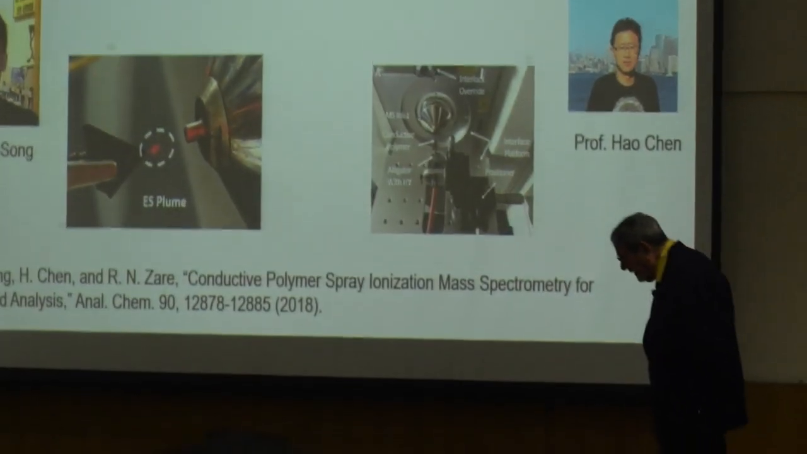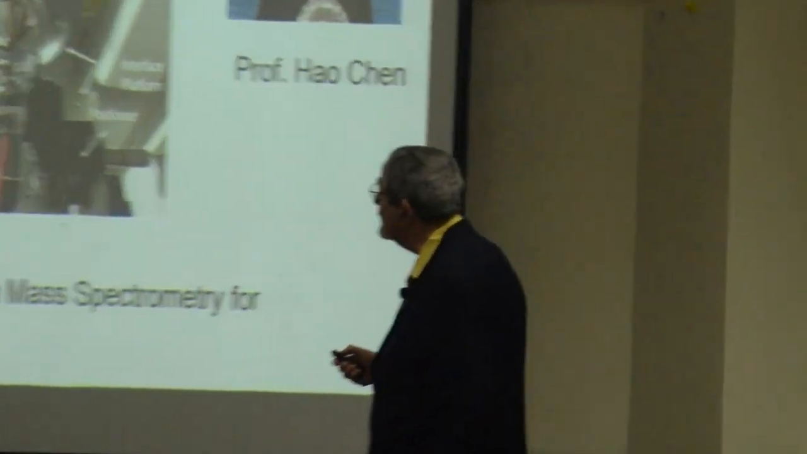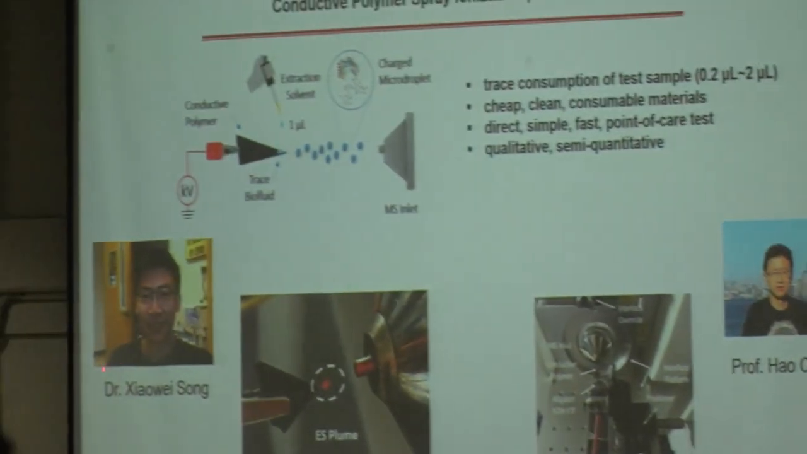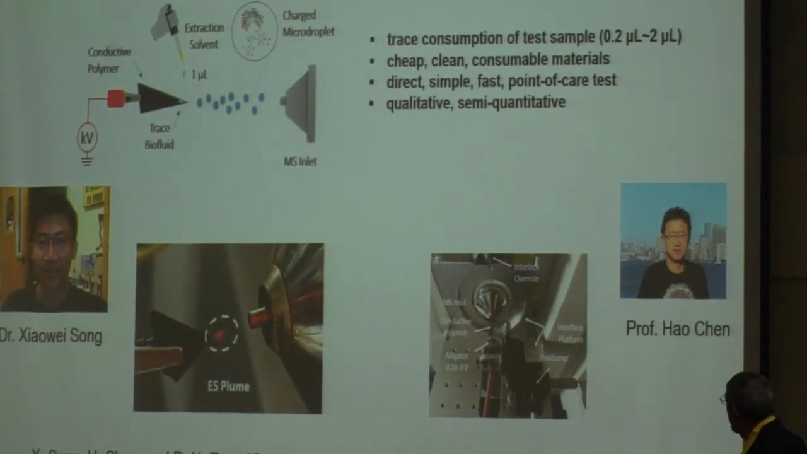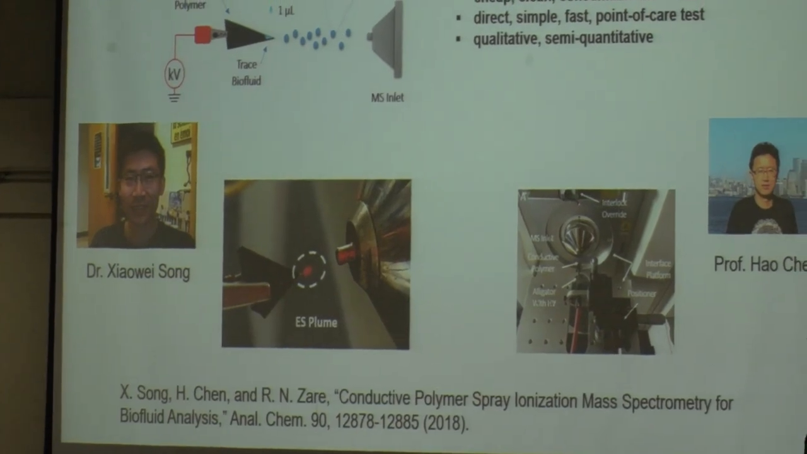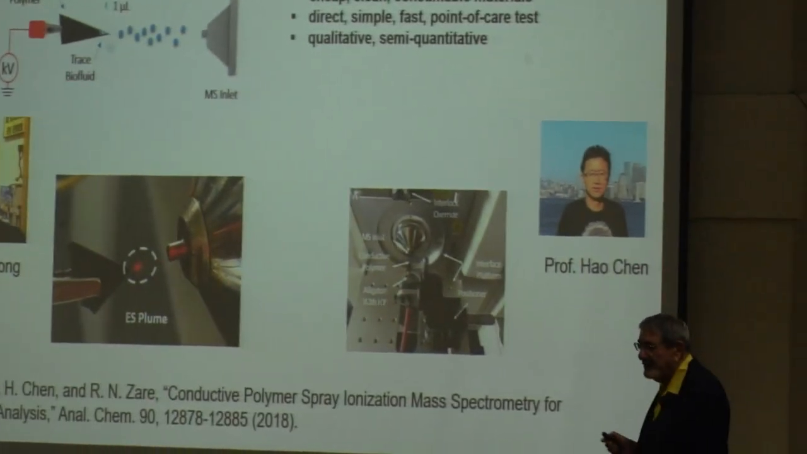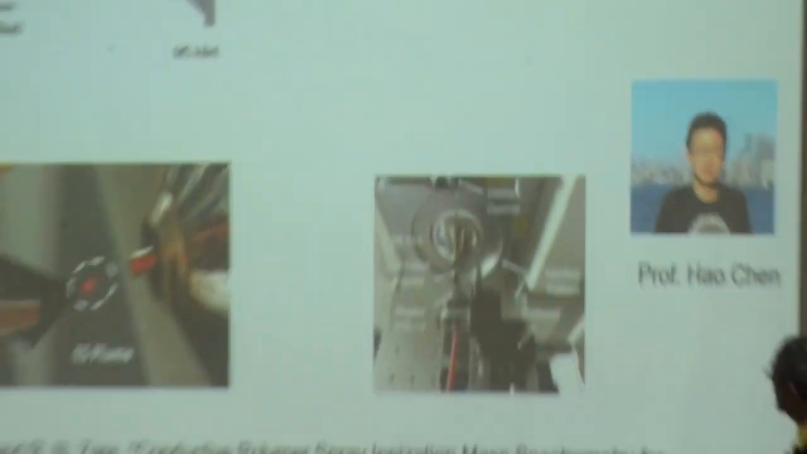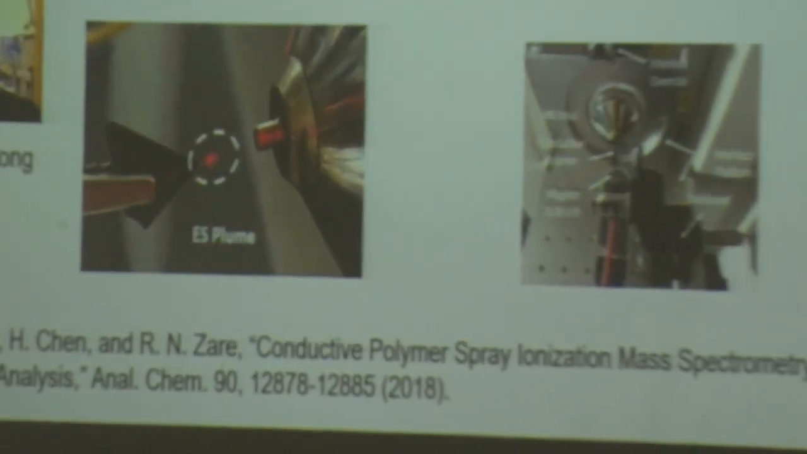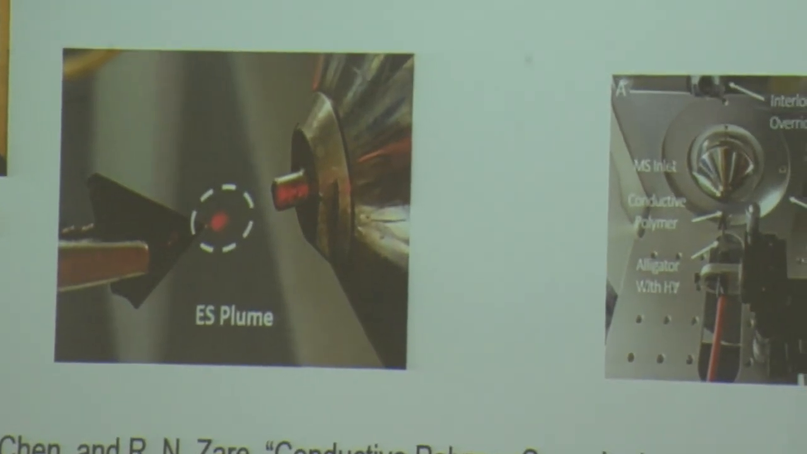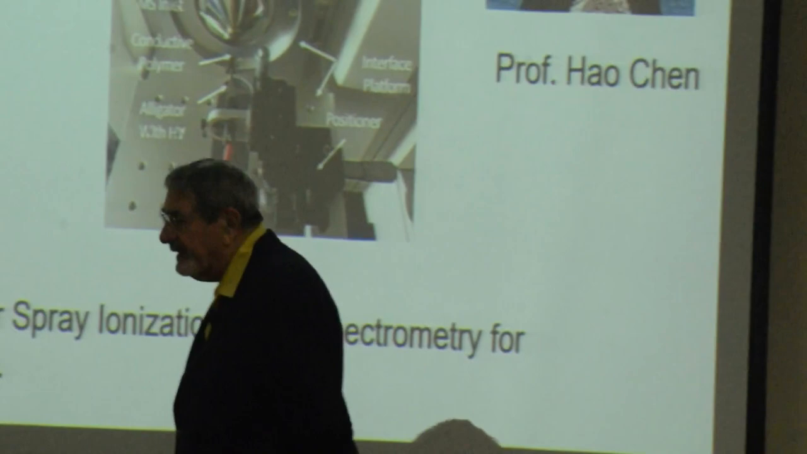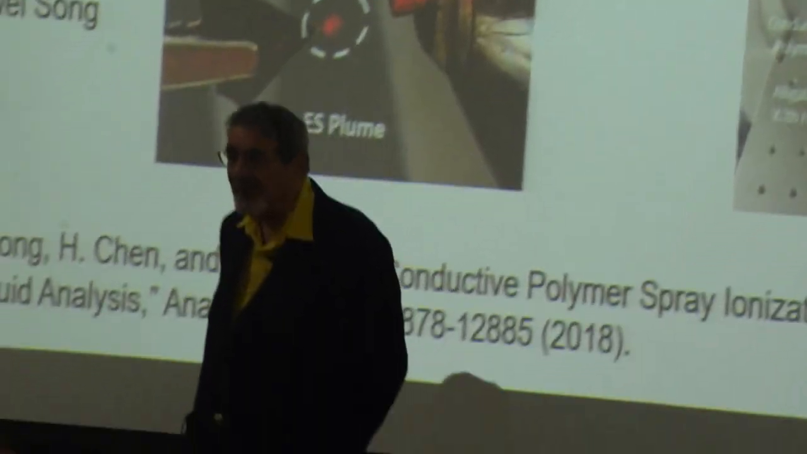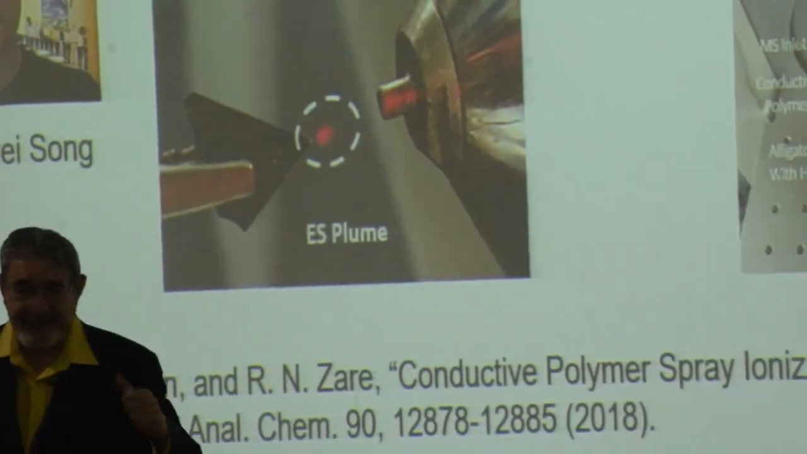And one particular development has been done by another one of my postdocs. This is Dr. Xiaowei Song. Joined by Professor Hao Chen, who's now in New Jersey. He is now in my lab right now. And what we're going to do is make now a conductive polymer. How do we make a conductive polymer? We're going to take something called carbon nanotubes. Some of you heard about that. And we're going to put it in something, and we're going to make it so it's easily conductive.